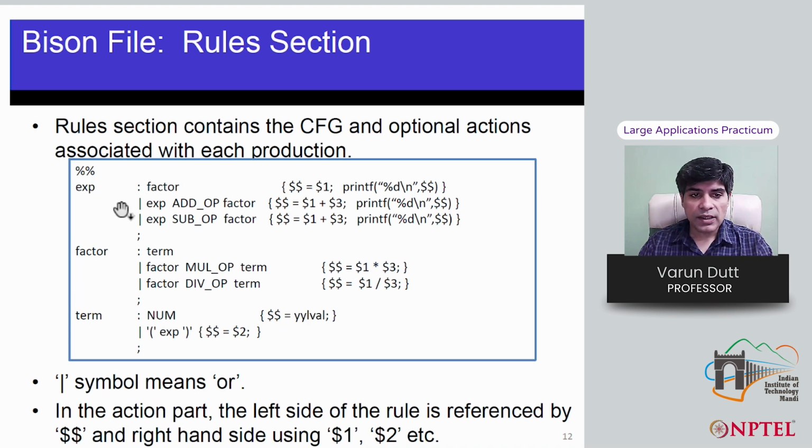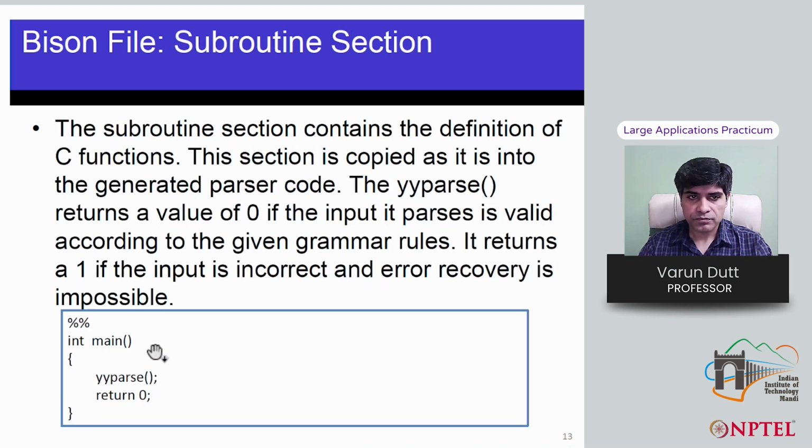In this case, these symbols represent ORs, and in the action part, the left side of the rule is referenced by $$, and the right side is referenced by $1, $2, $3, etc., as I have shown you. So this is the context-free grammar in the calculator example, which allows me to do addition, subtraction, multiplication and division, including expressions which can be mentioned in brackets.